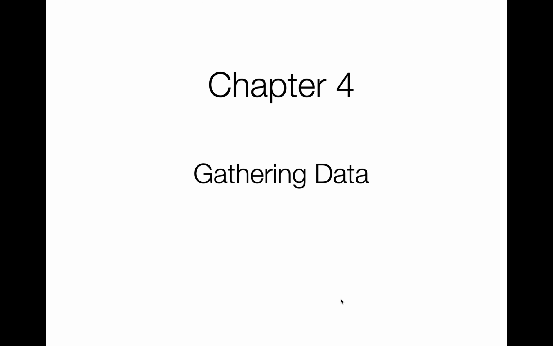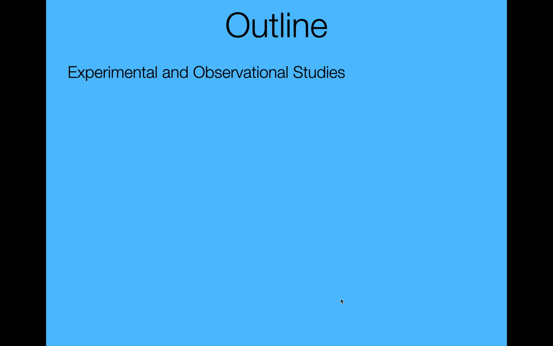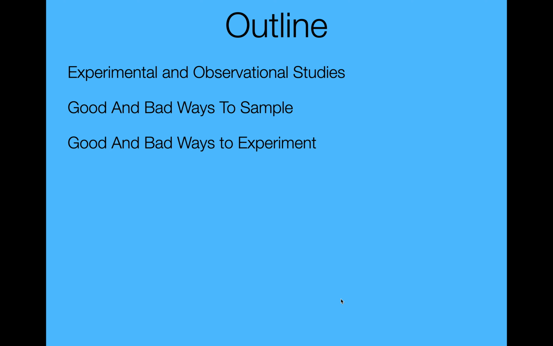Hi everyone. In this video we're going to begin to talk about chapter 4, which is called Gathering Data. What we'll talk about in this set of slides are the difference between experimental and observational studies, first what they are and then their differences, what are some good and bad ways to sample, and what are some good ways and bad ways to experiment.